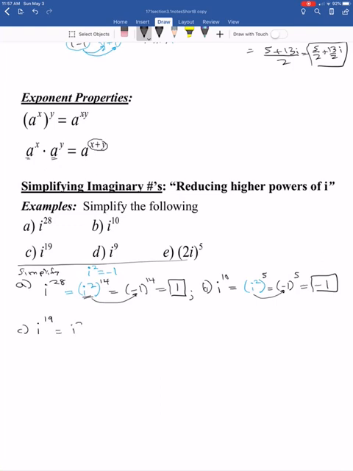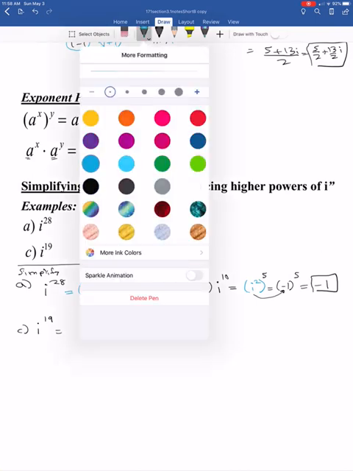You cannot write i to the 19th power, rewrite it right now with i squared. 2 times 9 is 18, 2 times 10 is 20. 19 is not an even number, so it's not divisible by 2. So it's not going to help me right now to rewrite as i squared, because I can't get that whole number exponent. So what we're going to do with odd powers is we're going to factor out an i.